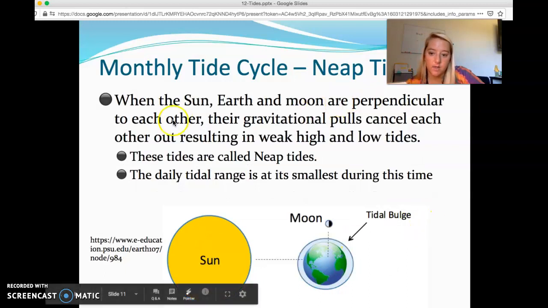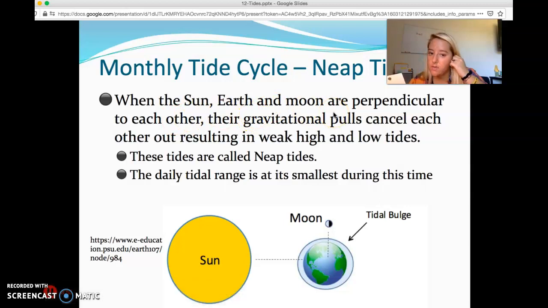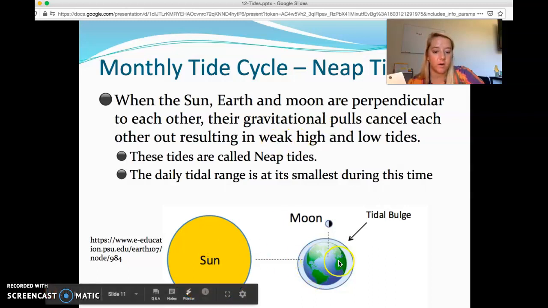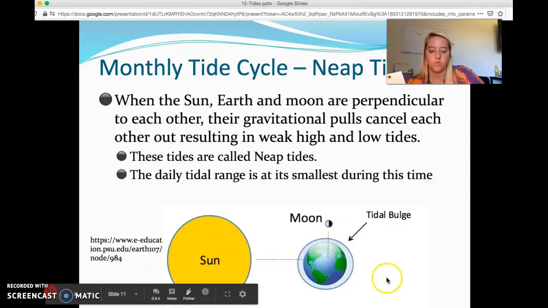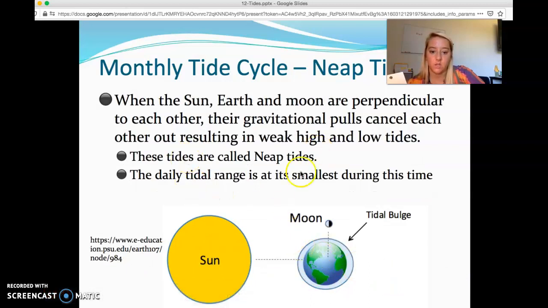And then neap tides, when the sun, moon, and earth are perpendicular to one another, we call this our neap tides. The gravitational pulls kind of, I say they cancel each other out, but that doesn't mean that they're not pulling just as hard. They're just pulling in a perpendicular direction. So you have a force going this way and a force going this way. Instead of right here, we have the forces going in the same direction. Okay, these are called neap tides.